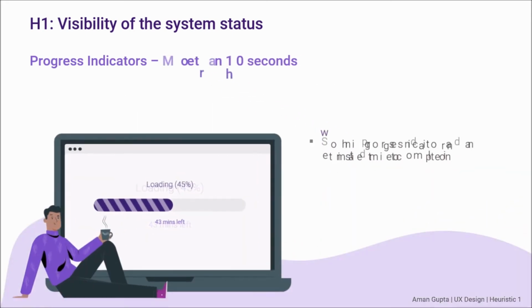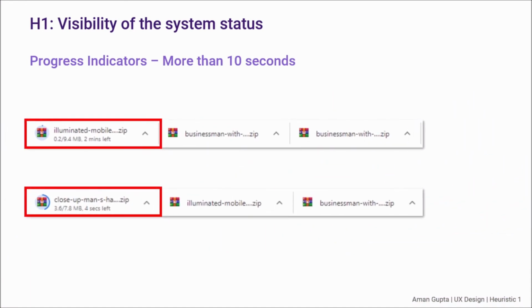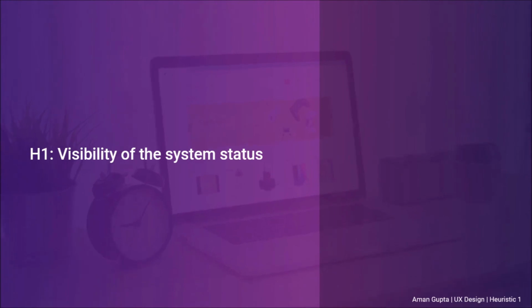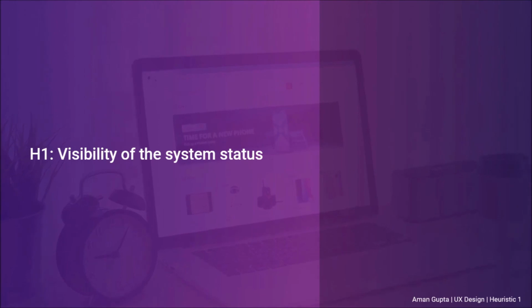In the third scenario, when the wait time is more than 10 seconds, showing a progress indicator and an estimated time to completion is a good strategy. This helps the users know that the process is going to take a while, and in the meantime, they can go and finish some other task. In the following screenshot, you can see that Chrome browser indicates the time left while downloading a file along with the progress indicator. To summarize, visibility of system status is very crucial for creating a good experience for your users.